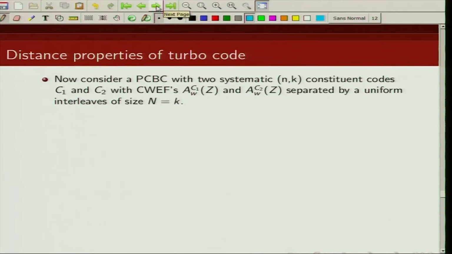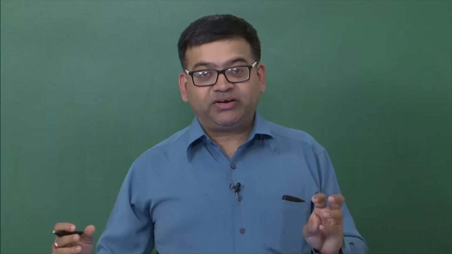Now, let us consider a parallel concatenation of these two Hamming codes. We have these two systematic Hamming codes C1, C2, whose conditional weight enumerating functions are given by this and this. And we apply this concept of uniform interleaver to find out the conditional weight enumerating function of the parallel concatenated code.